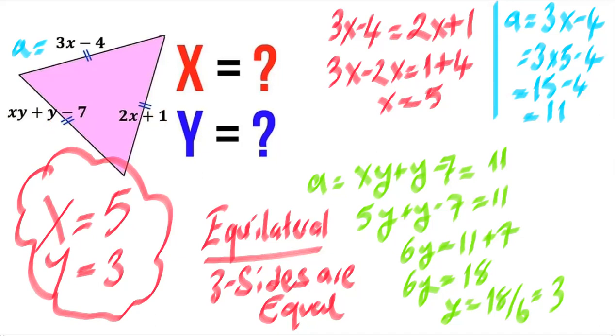Now let's go back to another side. Here, if we substitute 5 again for x, this will be 5 plus y minus 7 equals 11. If we simplify this, 6y equals 11 plus 7. So 6y is 18, y equals 3. So the solution is x is 5, y is 3.